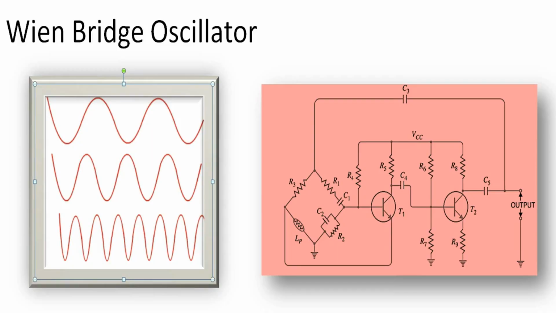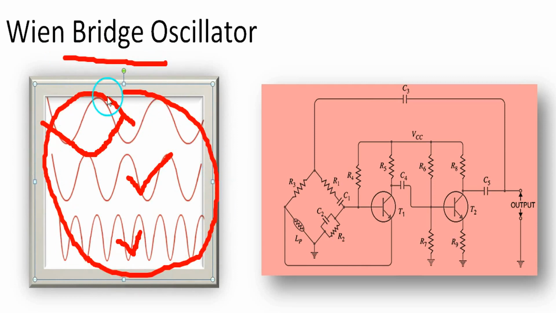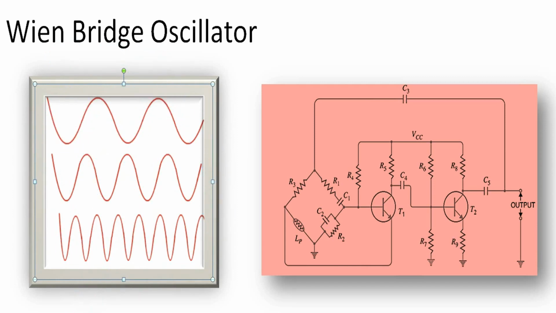Wien bridge oscillator is used for generating the oscillations. Okay, this is a very low frequency, this is a medium frequency, this is very high frequency. Wien bridge oscillator is generally used at the lower side of the frequencies.